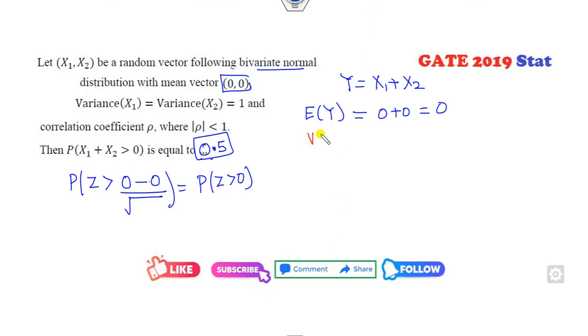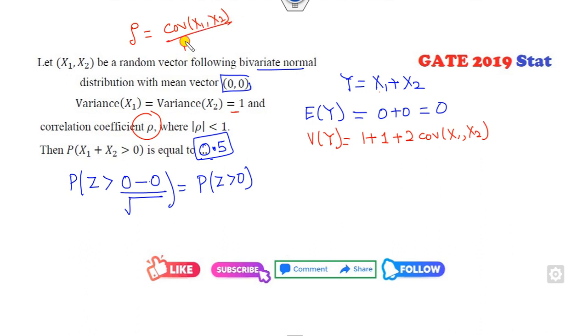But if you want to find the variance of y, what is the variance of y? Variance of x plus variance of y plus 2 times covariance of x1, x2, and the correlation is given to you here. So x1, x2 divided by variance. So this is 2 plus 2 rho, and this is 0.5 is the right answer.